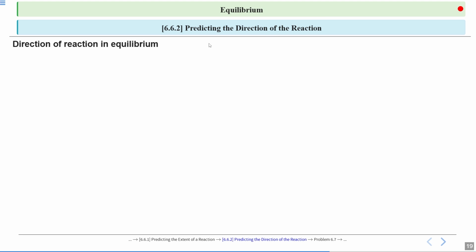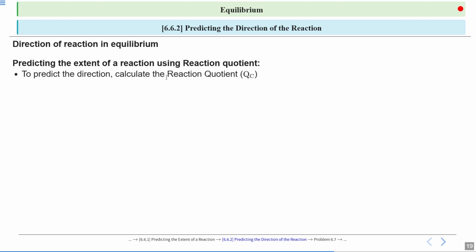Now if you know the extent of a reaction, the second part is predicting the direction of a reaction which is in equilibrium. Now how do we do this? For that we need to calculate the reaction quotient. So here is the most important term of this lecture, which is reaction quotient. How do we calculate the reaction quotient? It's very simple. Suppose you are defining the Qc, it is defined in the same way as your Kc. The only difference is that you are not calculating this in your equilibrium mixture, but at any certain point.